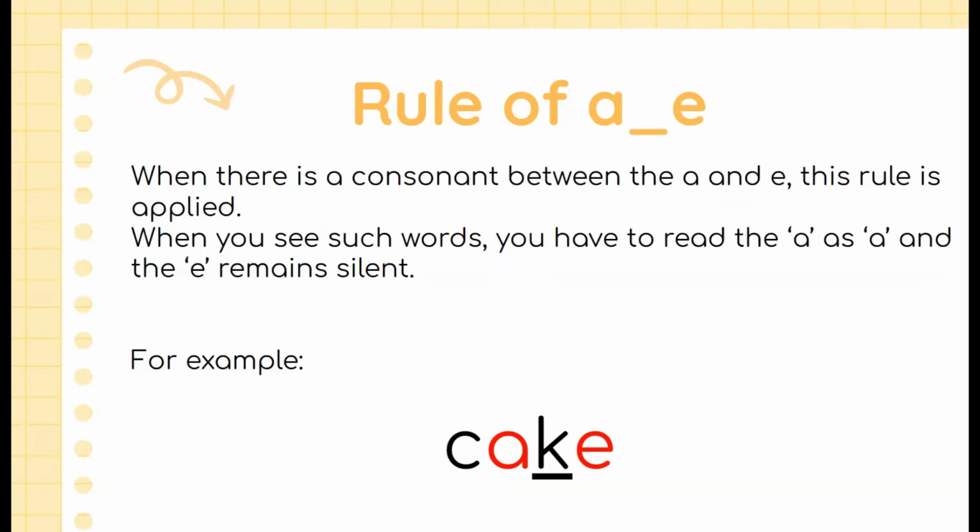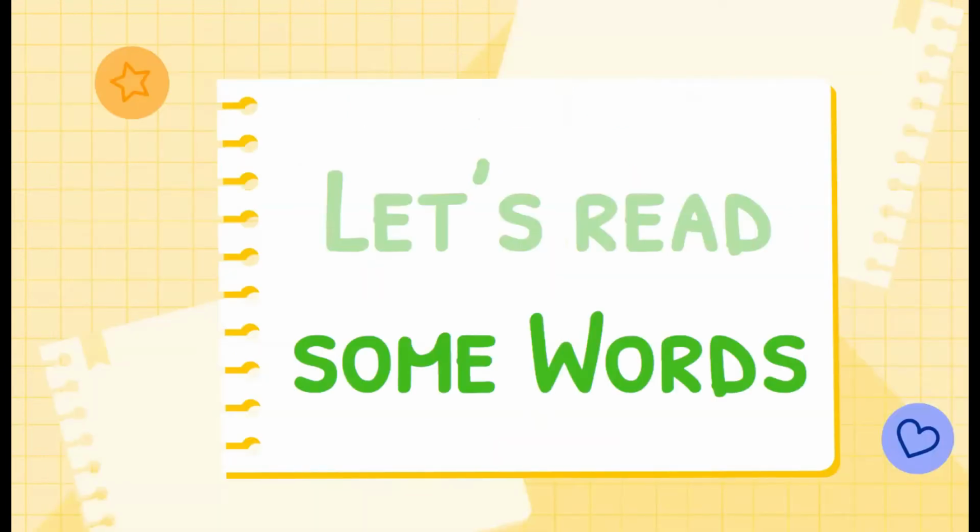For example, let's try reading this word here. This word is read as k, a, k, cake. We will not read the letter E in this word because it remains silent. Let's try reading some more words with the same rule.